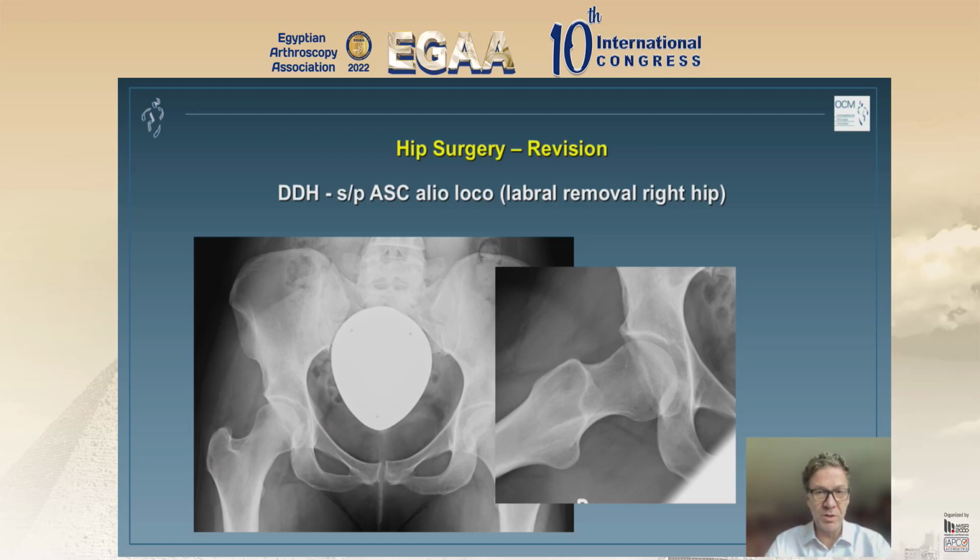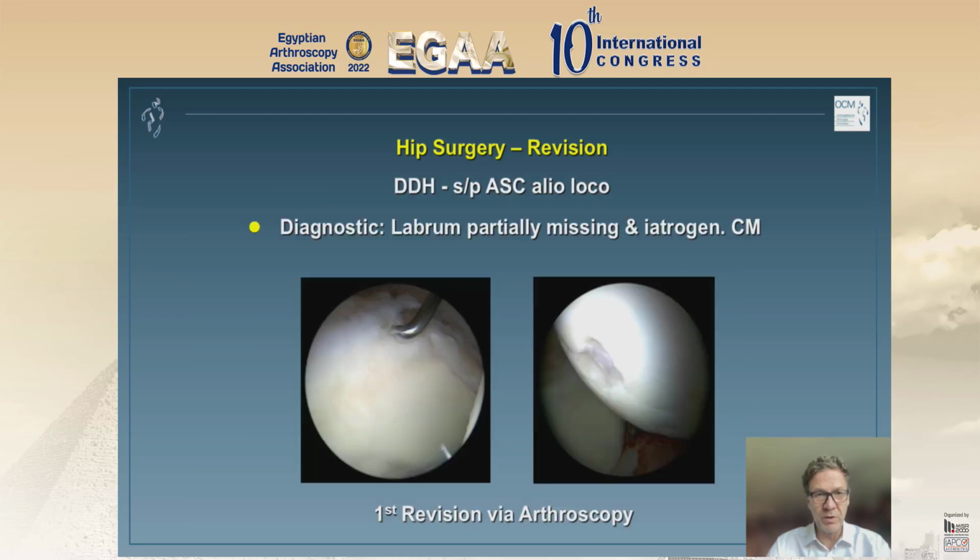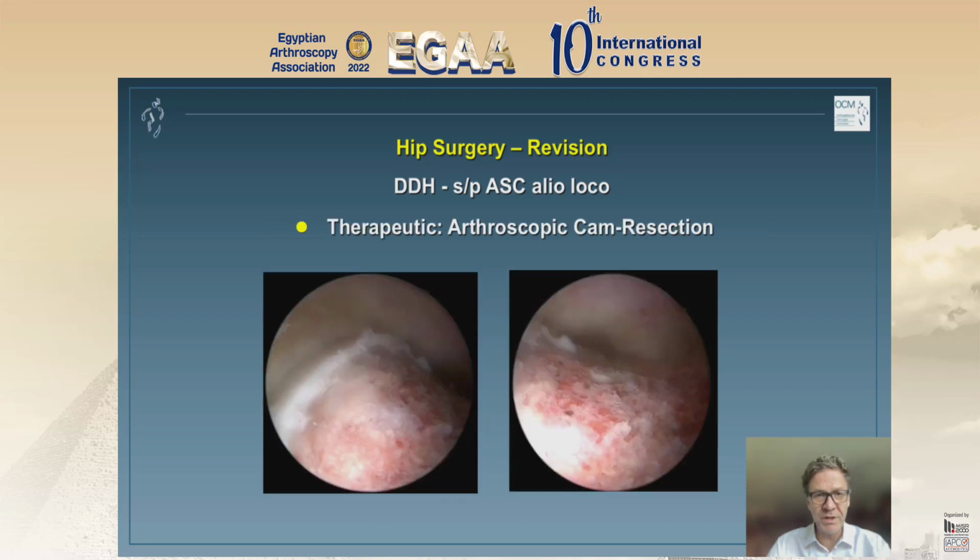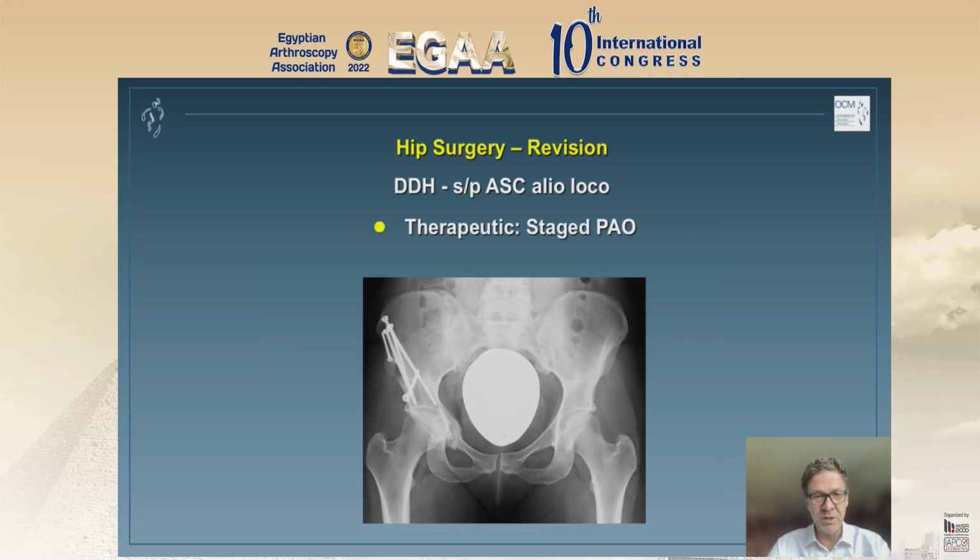This female patient was scoped elsewhere with labral removal. However, you see that this socket is residually dysplastic. We decided to scope her first, confirmed that the labrum is missing, that there's cartilage damage at the anterolateral rim, and the hip also shows signs of instability. We did a cam resection arthroscopically, but then finally we decided to do a staged periacetabular osteotomy to treat both acetabular dysplasia and instability.